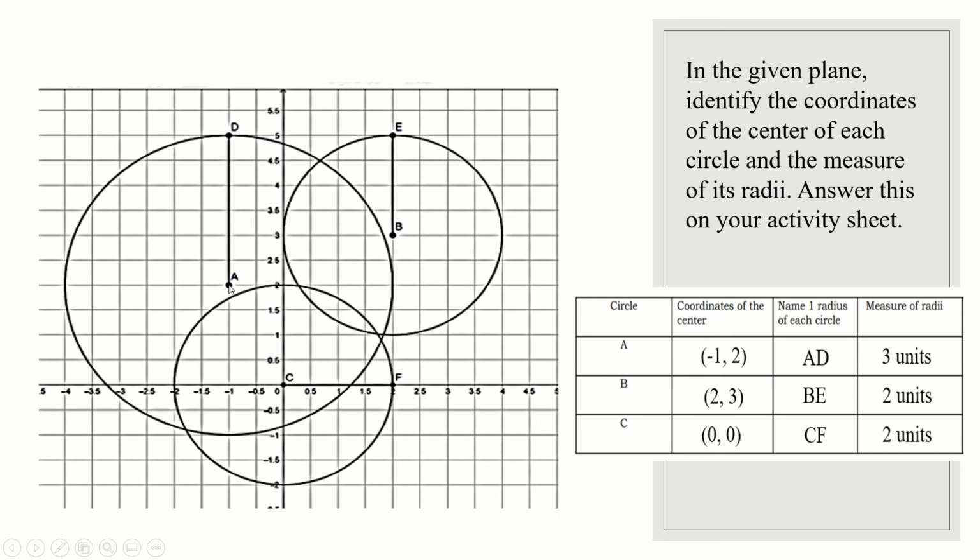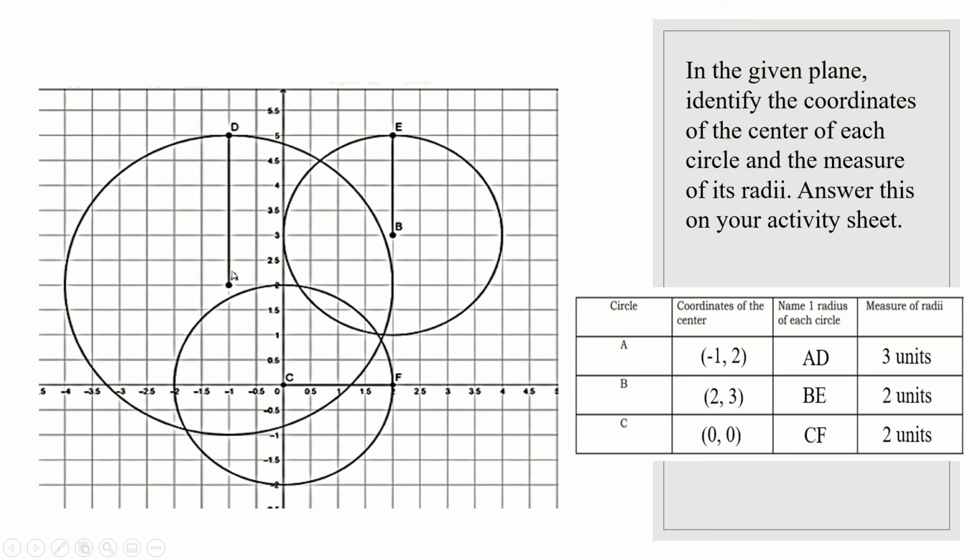Kasi yung center nito ay point A at ang center naman nitong pangalawa ay point B at yung center naman ng pangatlo ay point C. Let us name the coordinates of the center. The coordinates of A is at -1, 2, while B is at 2, 3, and C is at 0, 0, or at the origin. Let us name one radius of each circle. The radius for circle A is segment AD, while for circle B is segment BE, and for circle C is segment CF. Let us measure the radii.